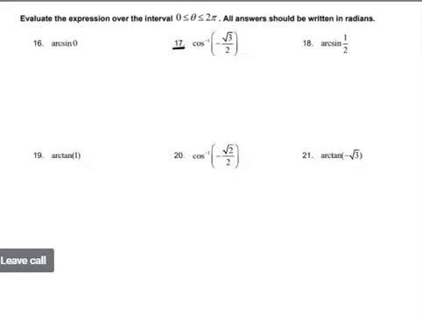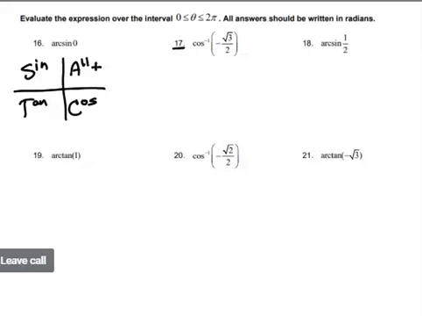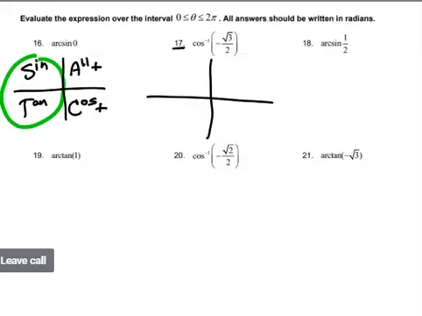So remember, we talked about where these trig functions are positive. So we did All Students Take Calculus. So for 17, I'm talking about cosine. Well, I know that cosine is positive in the first and the fourth quadrant. So that means cosine has to be negative, because that's a negative fraction, in the second and third quadrant. So that's where I'm going to draw my two triangles, because it's a negative ratio.